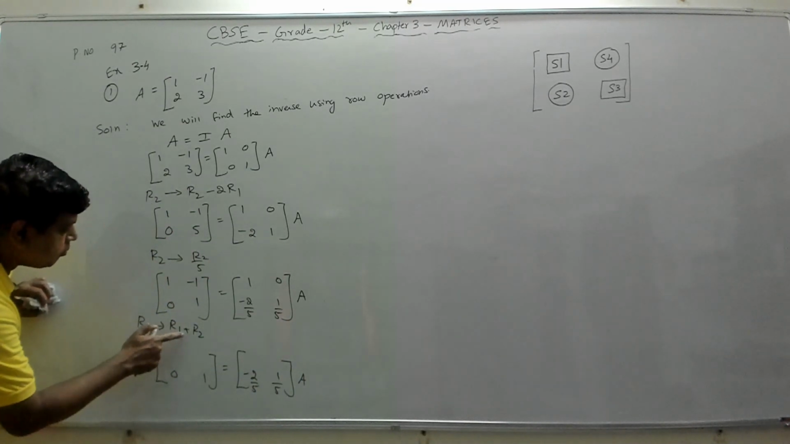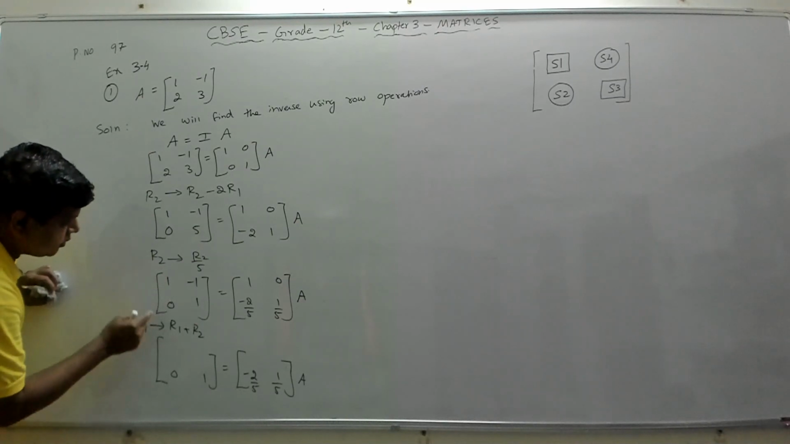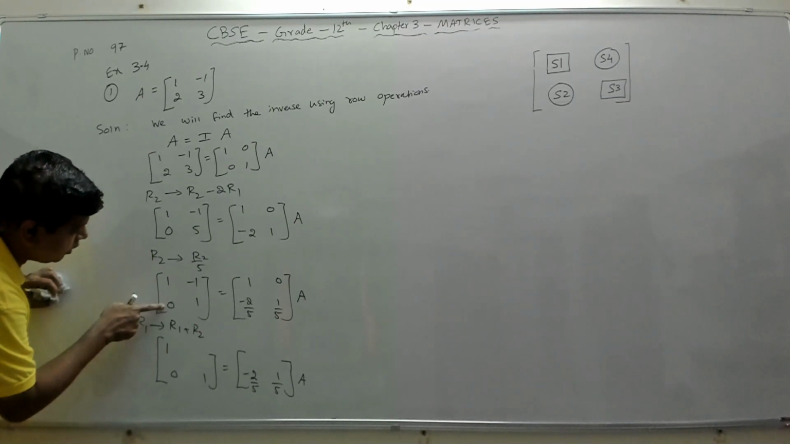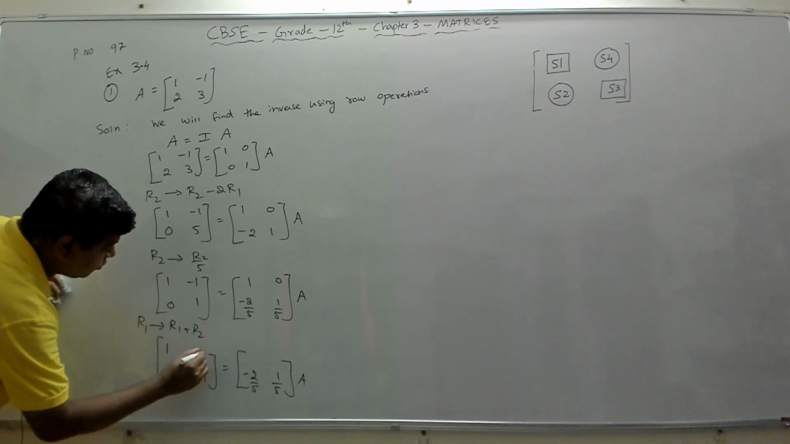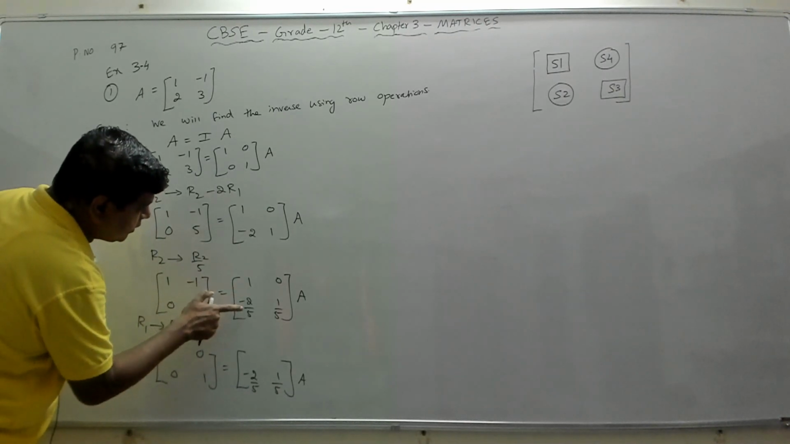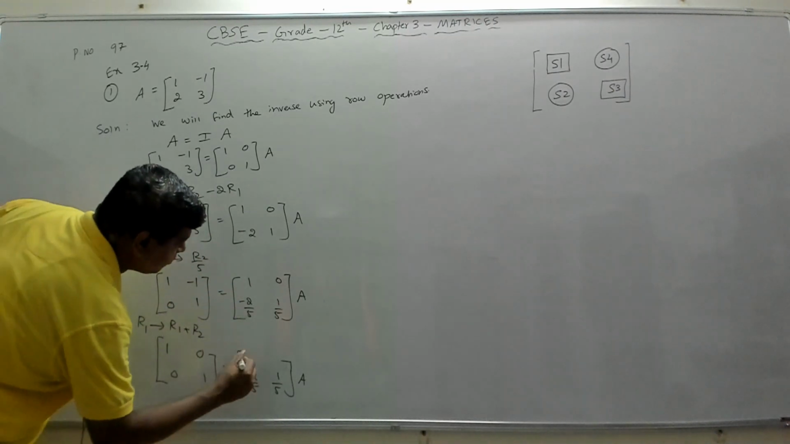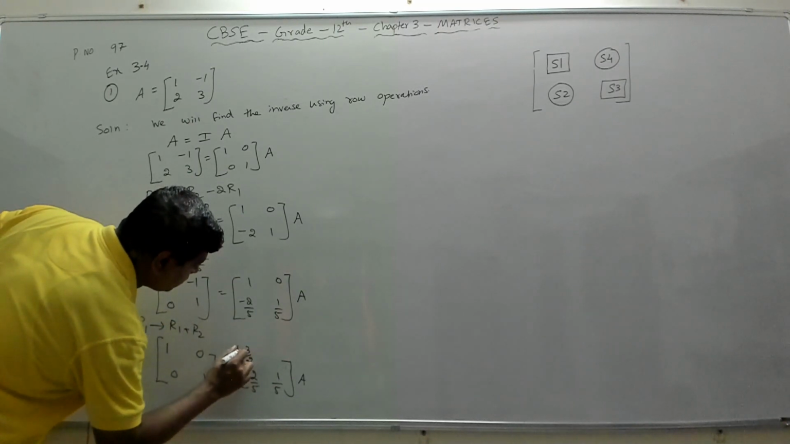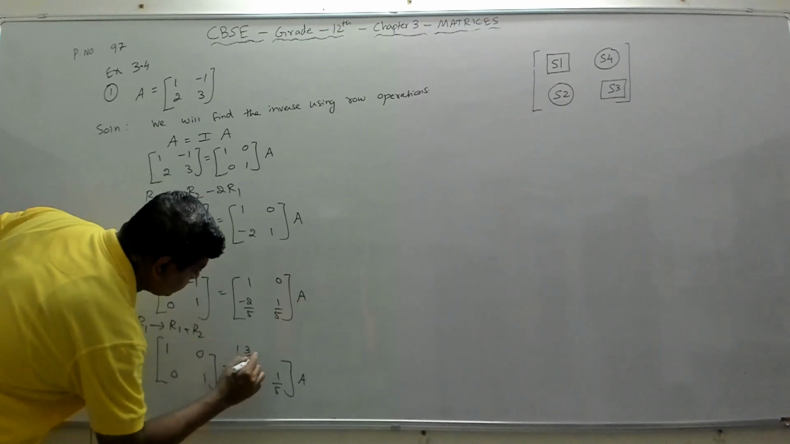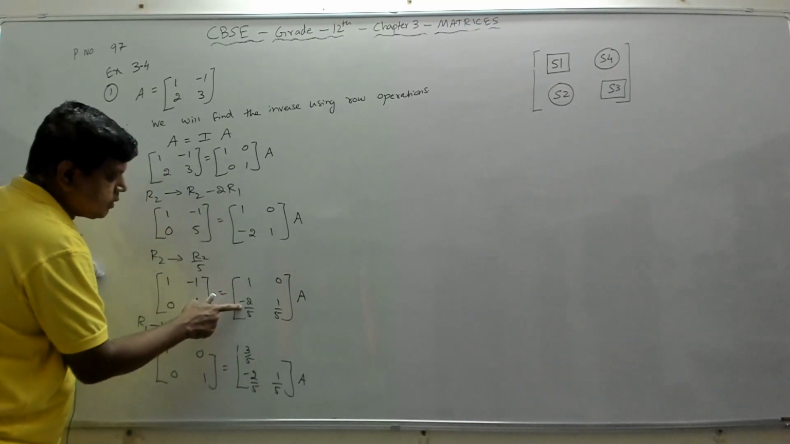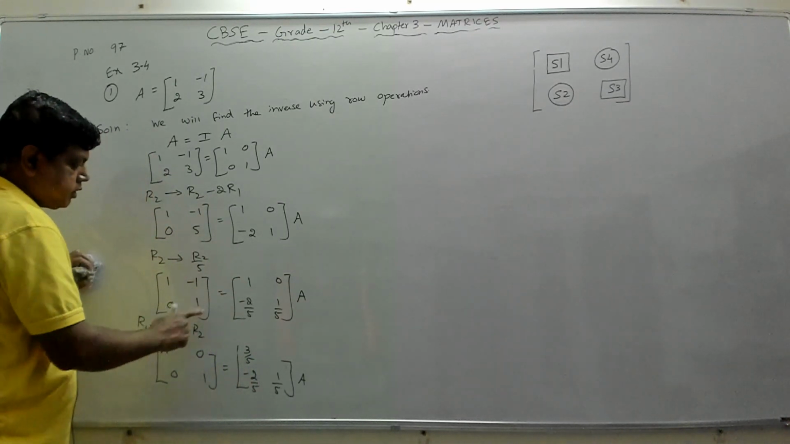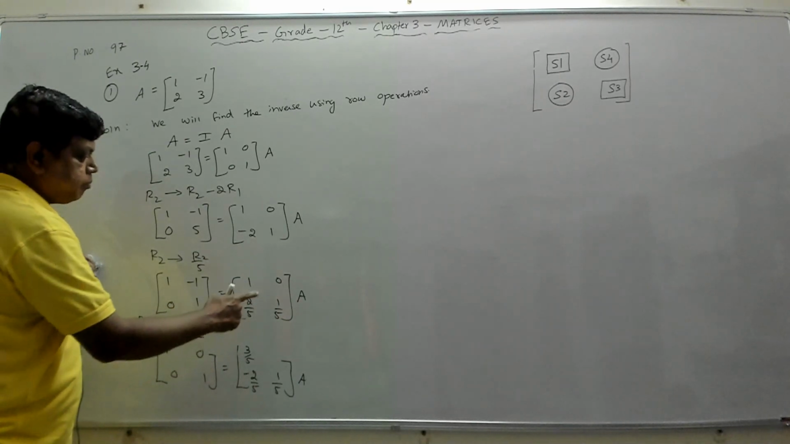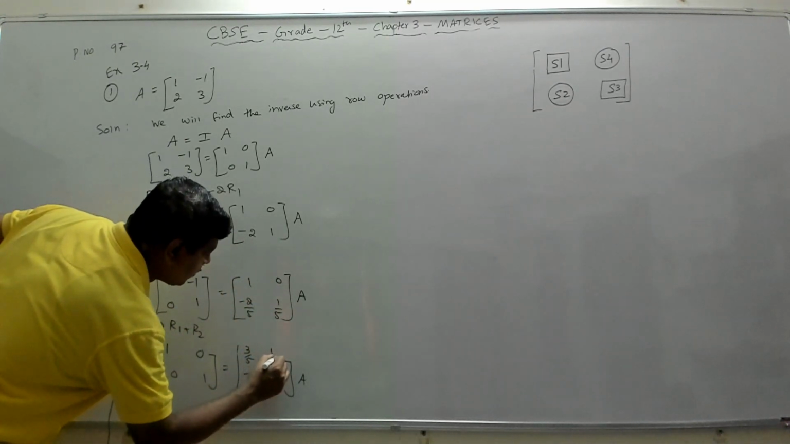Now R1 is R1 plus R2. So this plus this is 1, 1 plus 0. Then minus 1 plus 1 is 0. Similarly here, 1 plus minus 2 by 5 is 3 by 5. R1 is R1 plus R2. Then this plus 1 by 5 will give you 1 by 5.